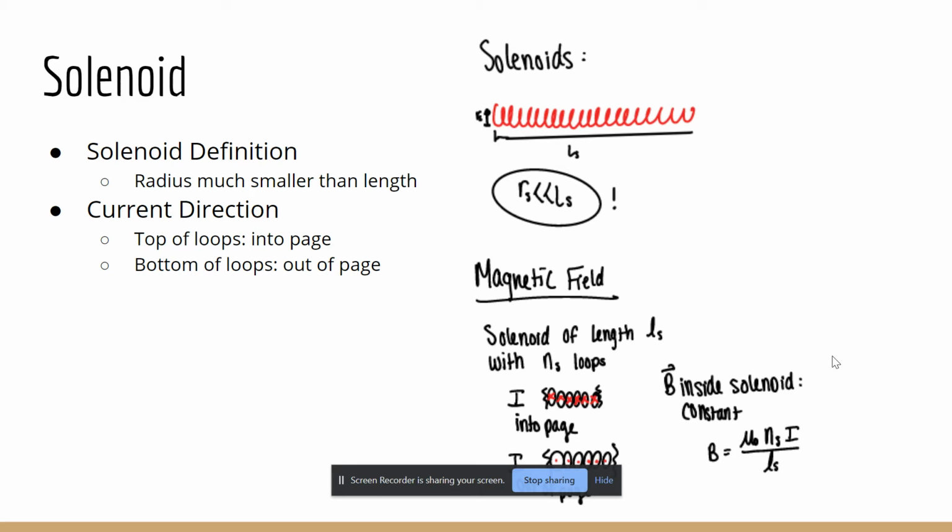I was curious about how the direction would change through the inside of the solenoid, and what we did know about the inside of the solenoid is that the magnetic field can be described using the constant expression of B equals μ0 n_s I over l_s, and my question of the direction was answered by the right-hand rule, which can be used for the inside of the solenoid.